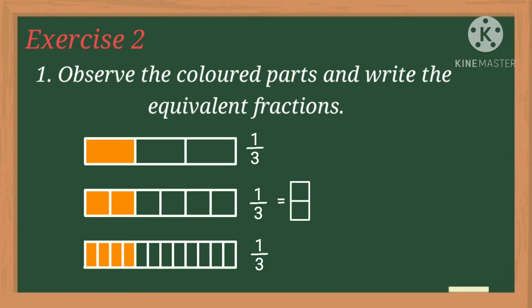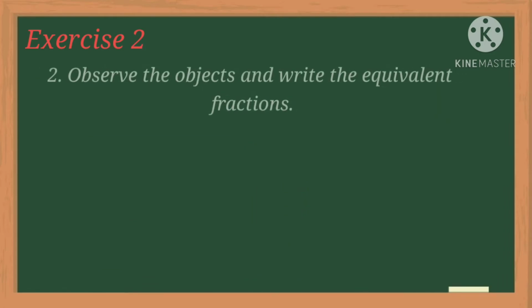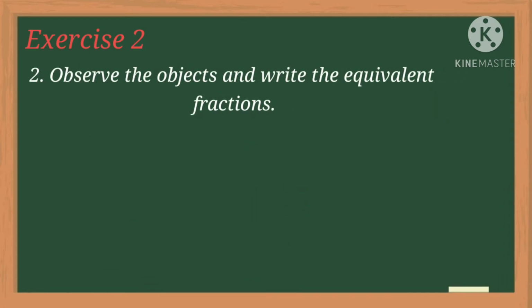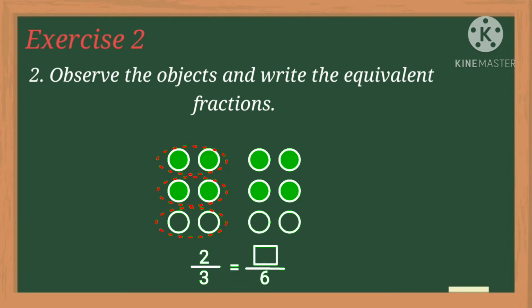The second one, in the first part we have 2 parts out of 6 colored parts. And in the third picture, we have 4 colored parts out of 12. Like this, we can write the equivalent fractions. The second main, observe the objects and write the equivalent fractions.